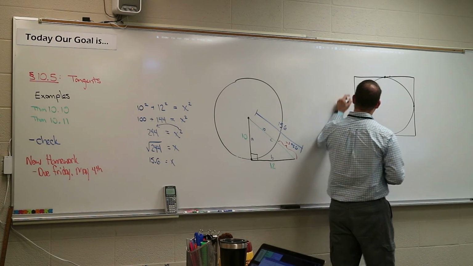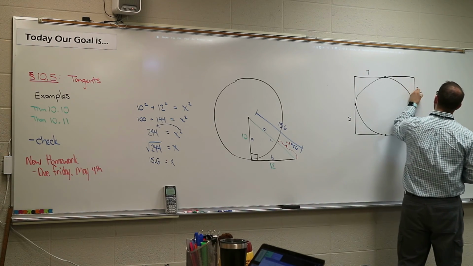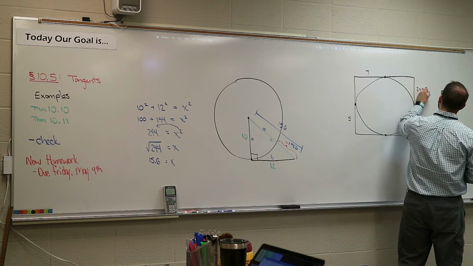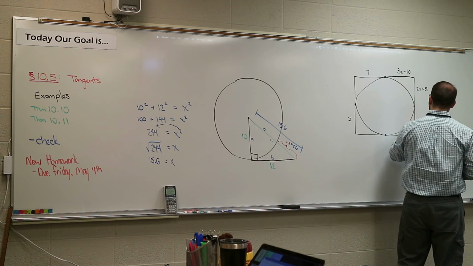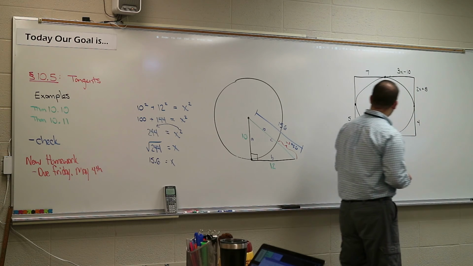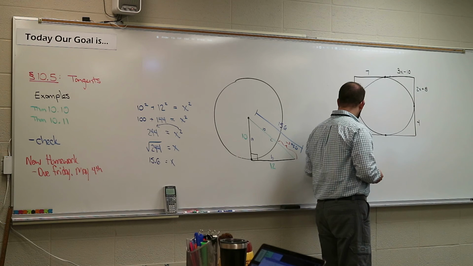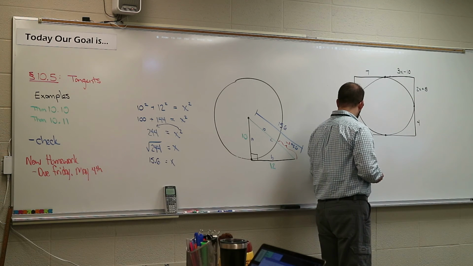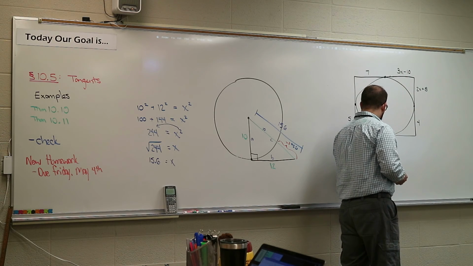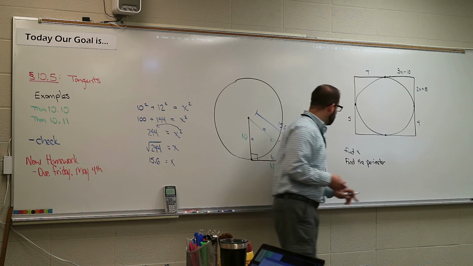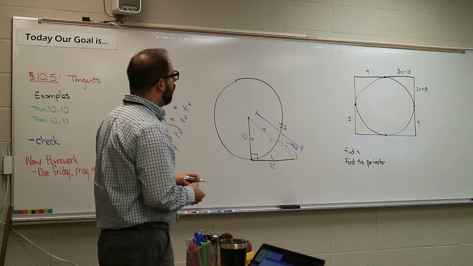They have some certain numbers here. Let's go with this is 7. This is a 2x plus 8. This is a 3x minus 10. This is a 4. All right, and the question is, find x and find the perimeter. So there's two parts to these types of questions. That's how they always work.